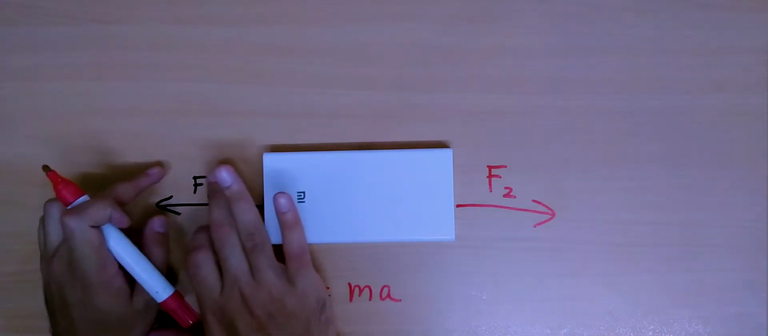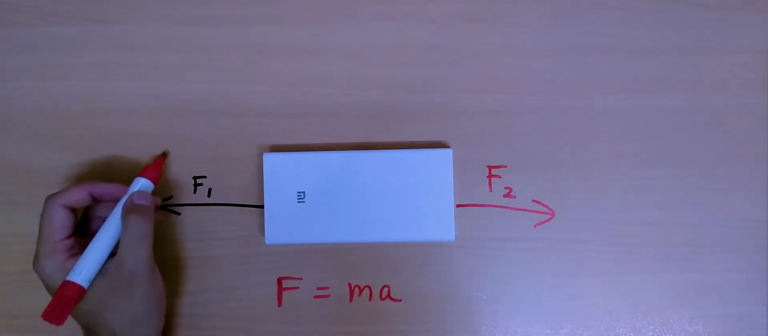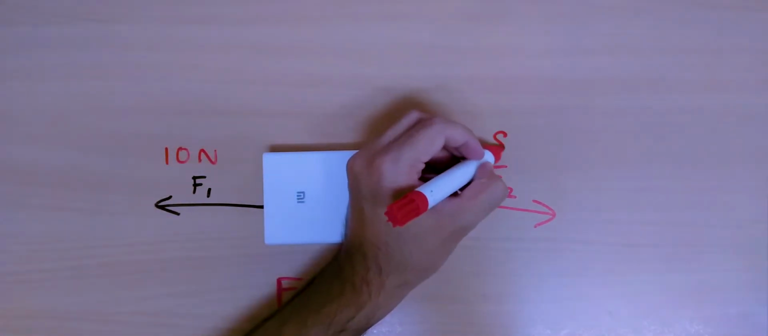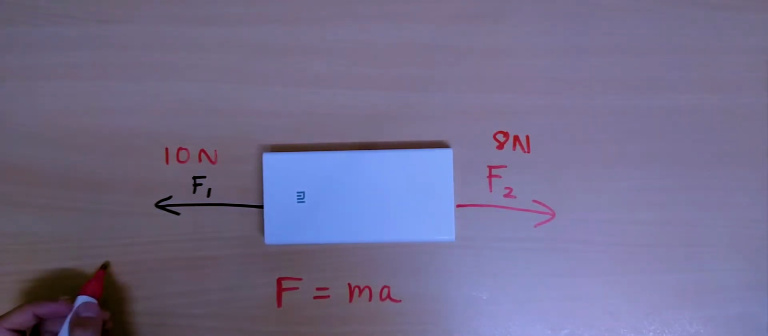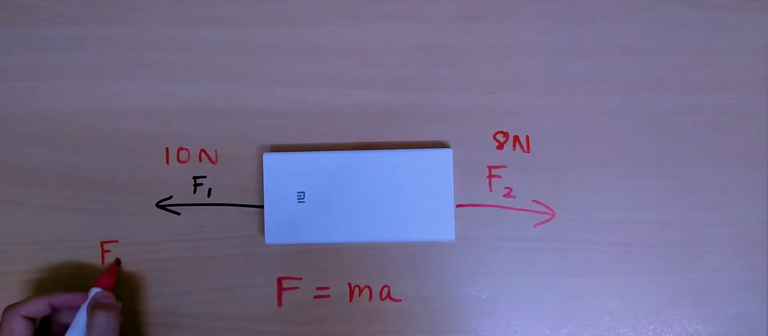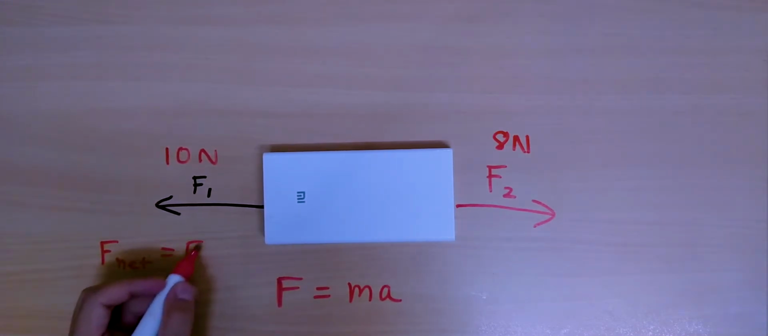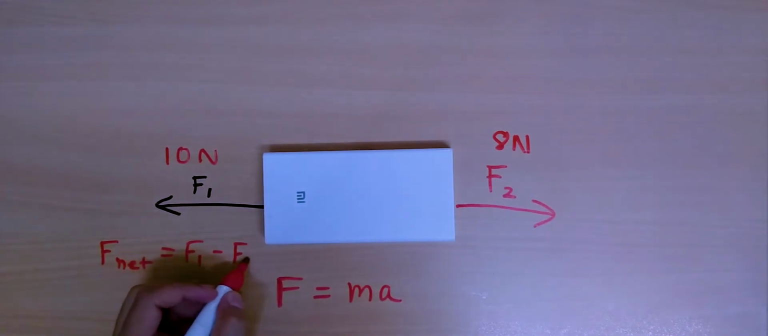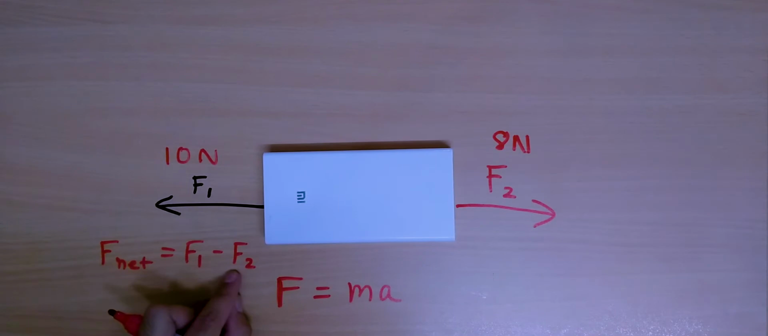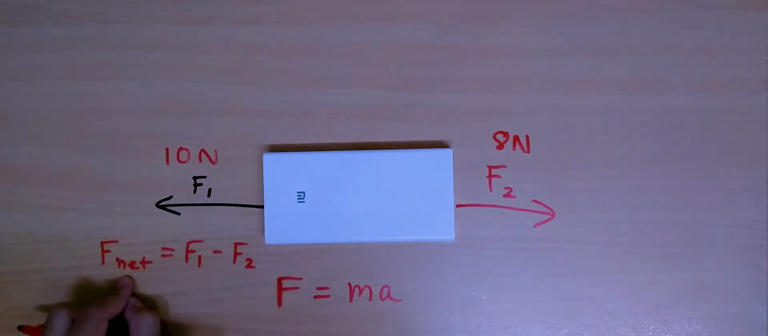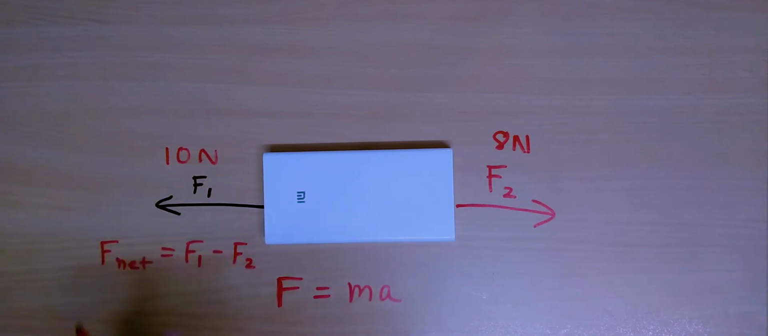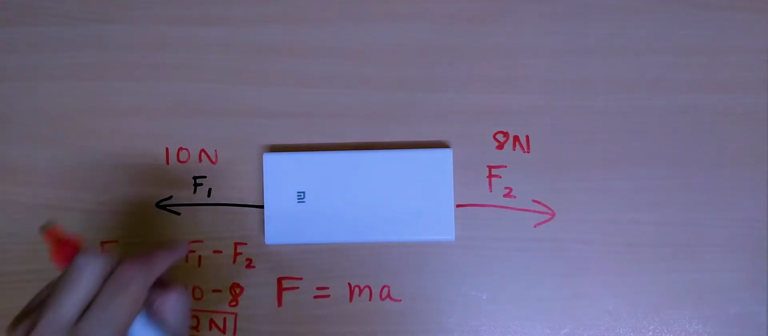But in case, let's say, F1 is larger, say F1 is 10 newtons and F2 is 8 newtons. So F1 is larger. To find the net force F net, I can simply subtract F2 from F1. In this particular case, F net equals 10 newtons minus 8 newtons, which gives me 2 newtons. So the net force on this object in this particular case is 2 newtons.